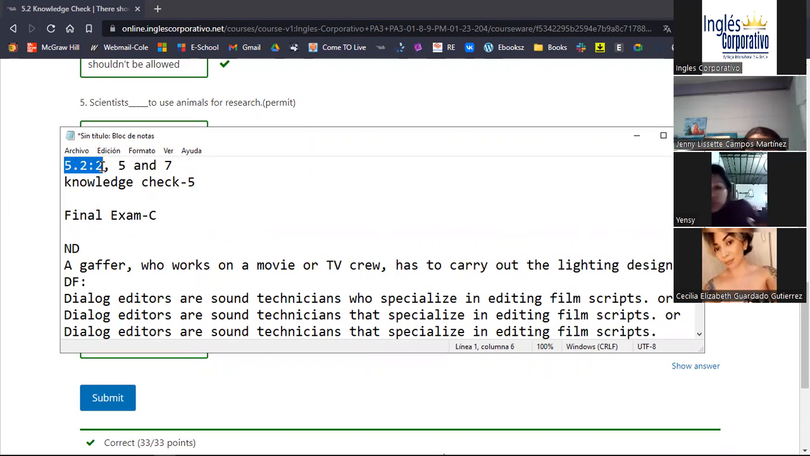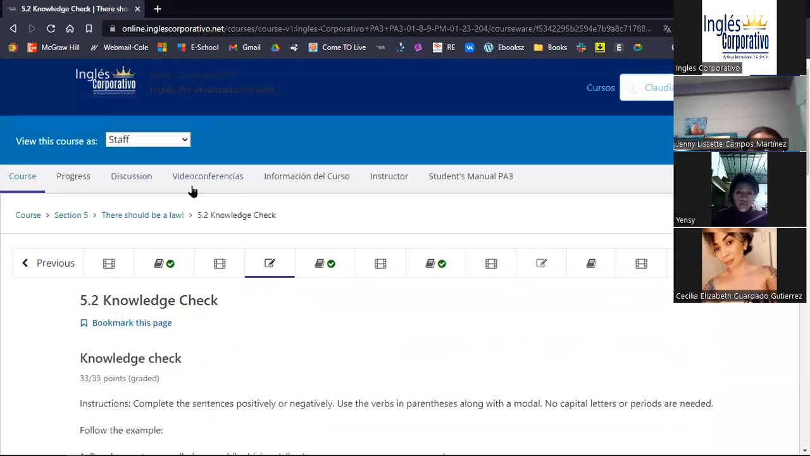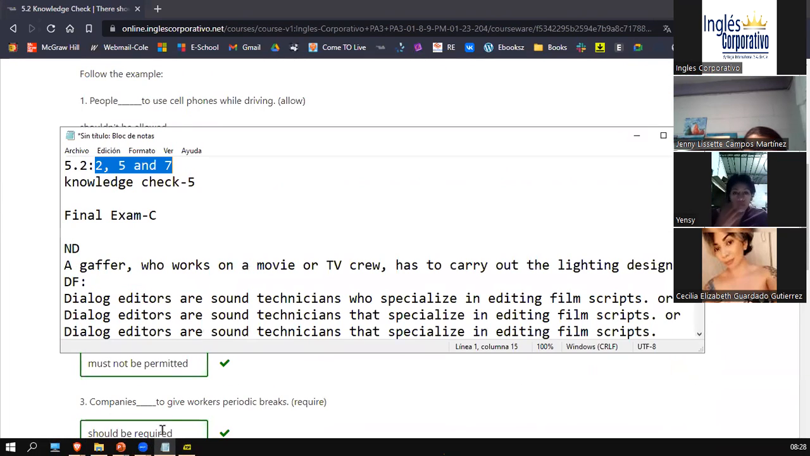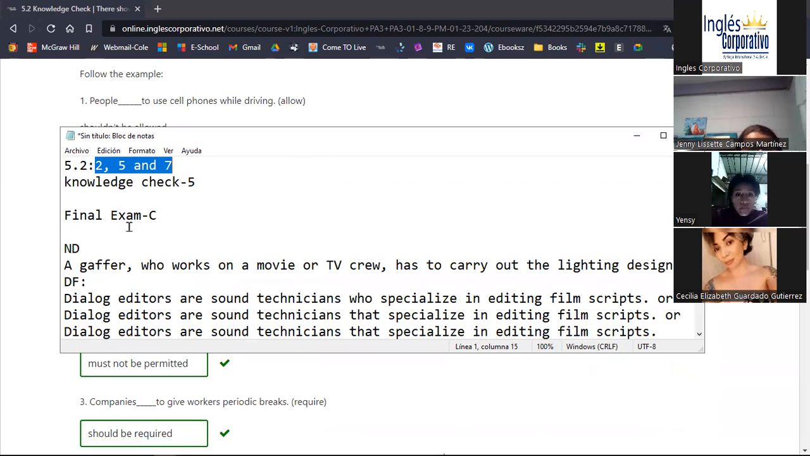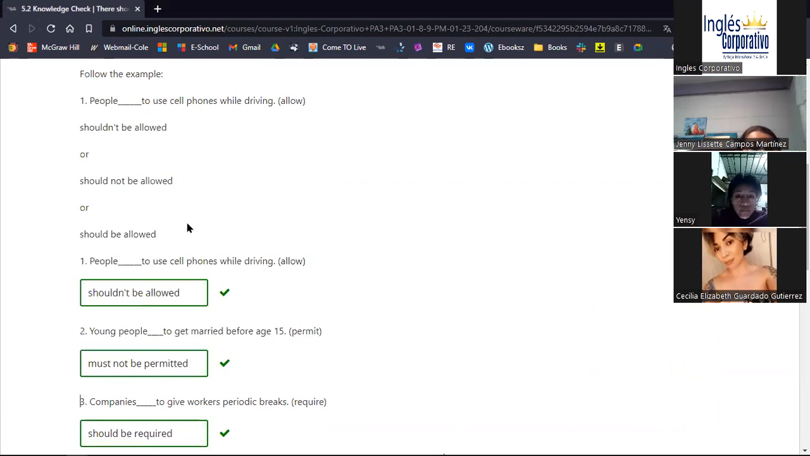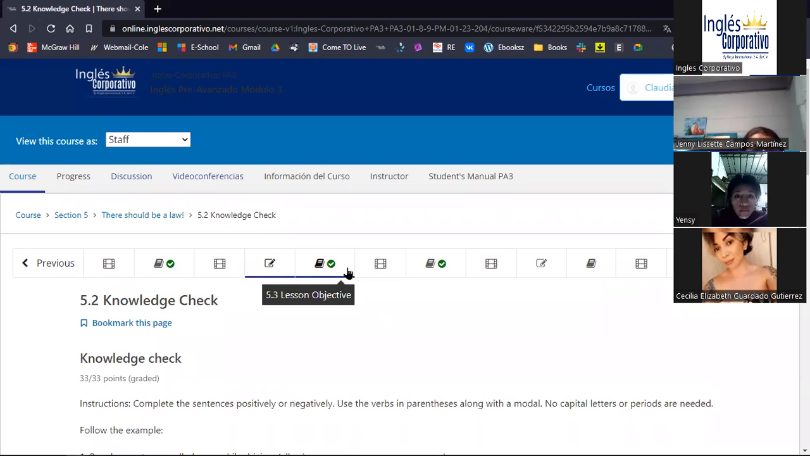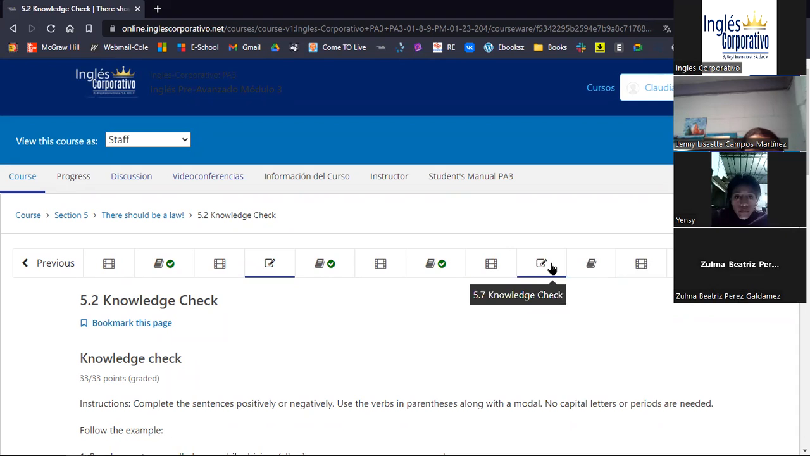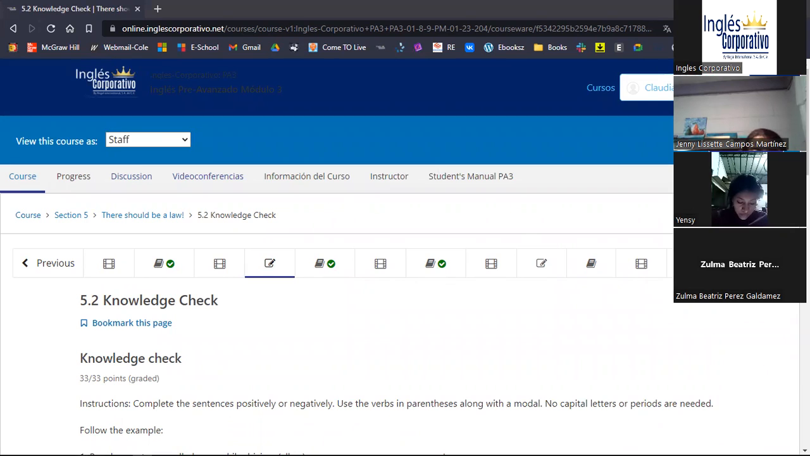Bueno, ya vimos 5.2, ¿verdad? Y los ejercicios, que todos los vimos, ¿verdad? Es este. Vimos also the final exam. Y dice aquí el knowledge check de la parte 5. No sé si se referían a este, ¿verdad? O a este. No sé si hay alguna pregunta con respecto a los demás. No, teacher. No. Por el momento. Okay. Por el momento no.